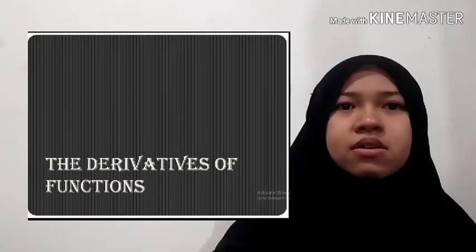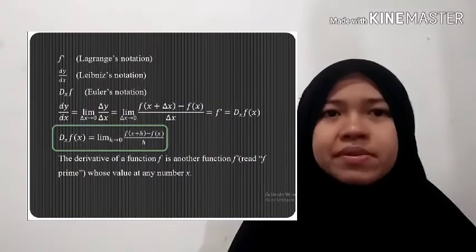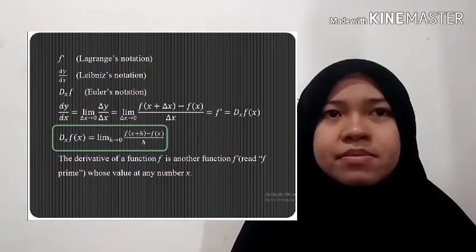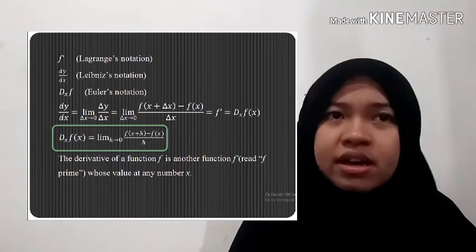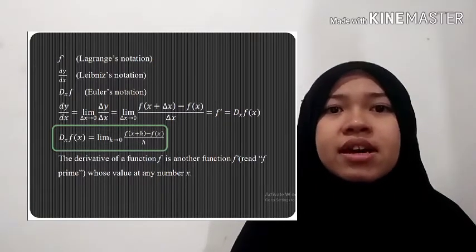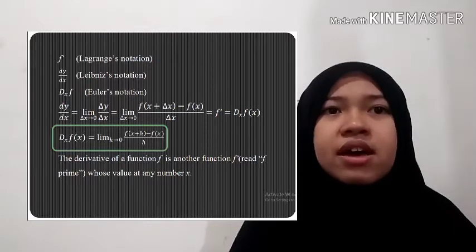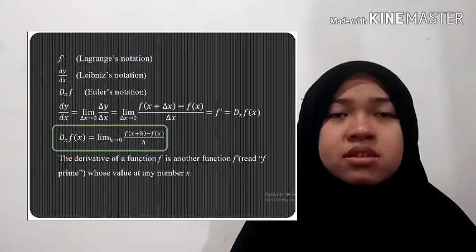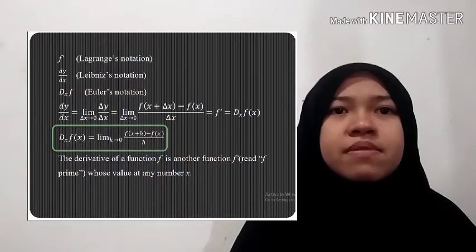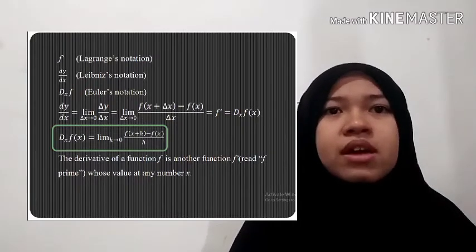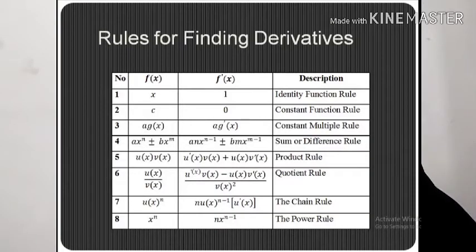The derivatives of functions. The derivative of a function f is another function f prime, or dy over dx, or d over dx of f, whose value at any number x is equal to the limit as h approaches 0 of the function f of x plus h minus f of x all over h. There are several rules for finding derivatives.